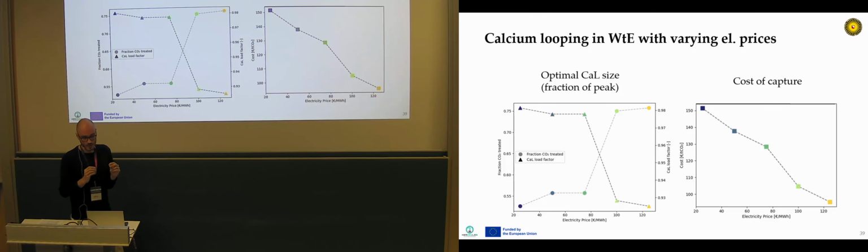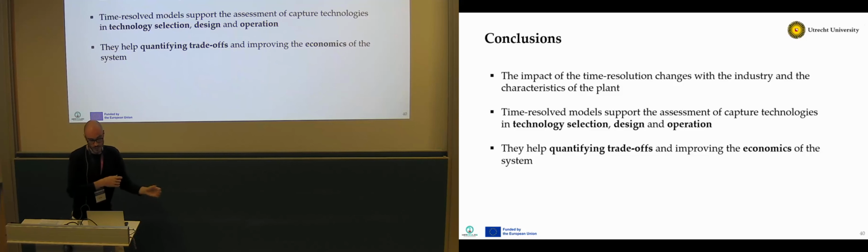Now, then we have also some implications on the cost of capture. We can see that the cost of capturing 1 unit of CO2 decreases with increasing electricity price. And we also see that this relationship is not fully linear, so we have some bumps here and there. So this was it for the application. So let's draw some conclusions.